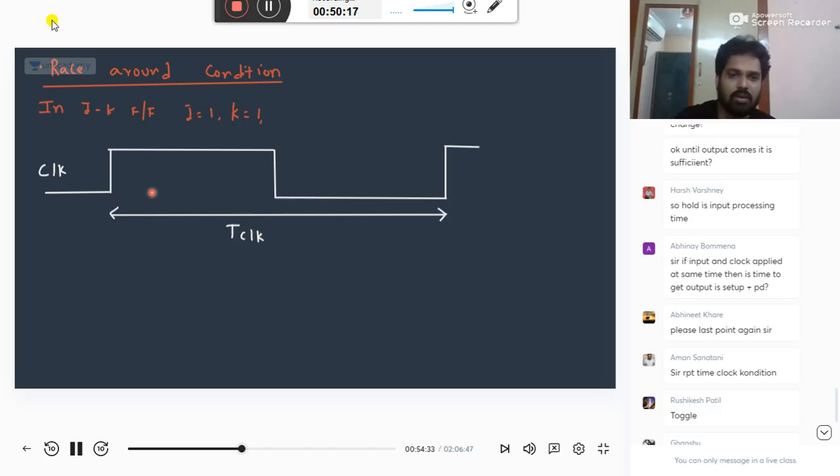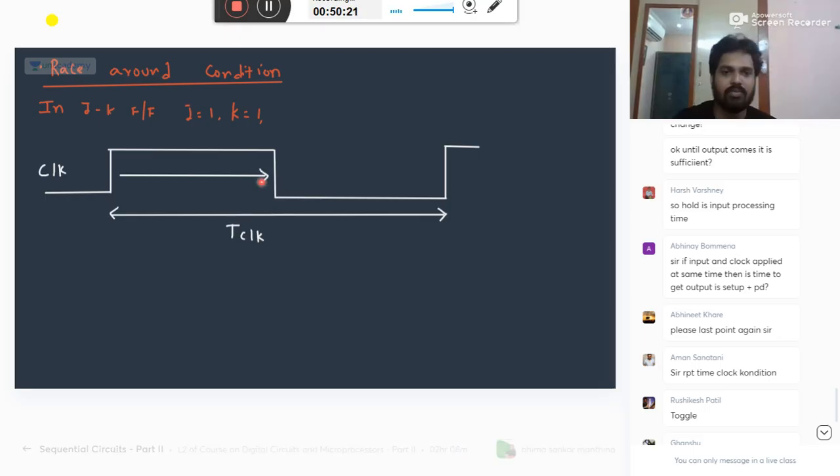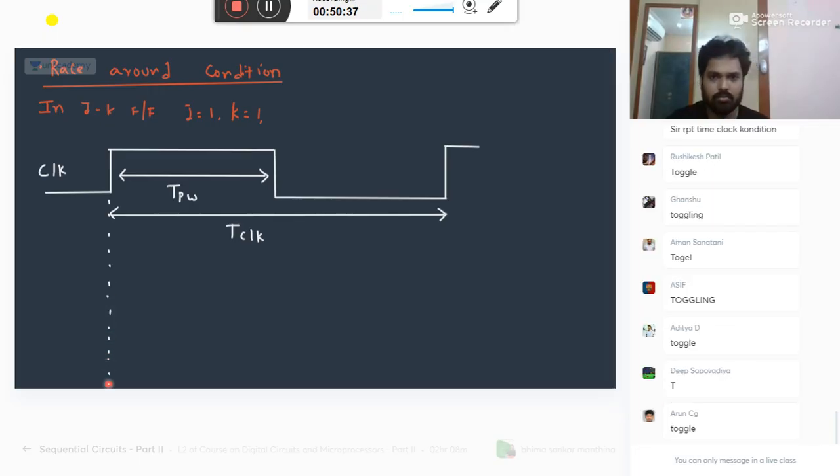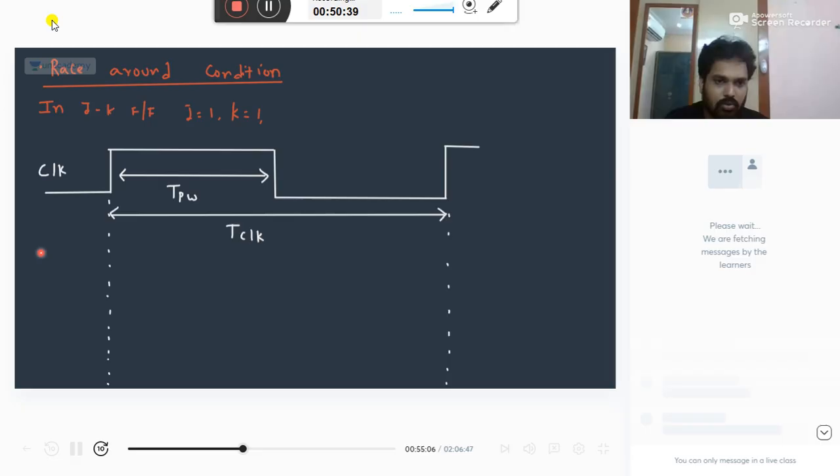And what is this one? We call it the pulse width of the clock. Its name is TPW. It is the on-time width of your clock, within the total time period of the clock. You can say it simply like that. Put Q.